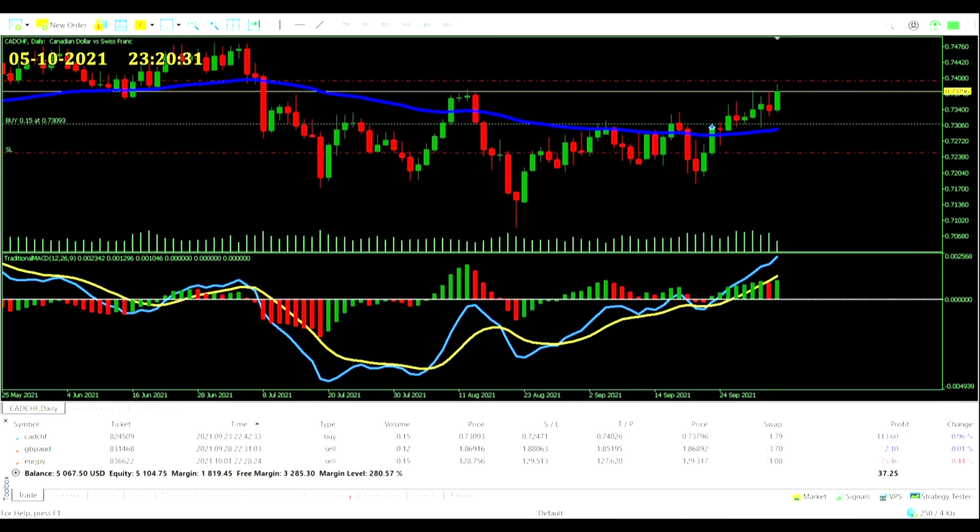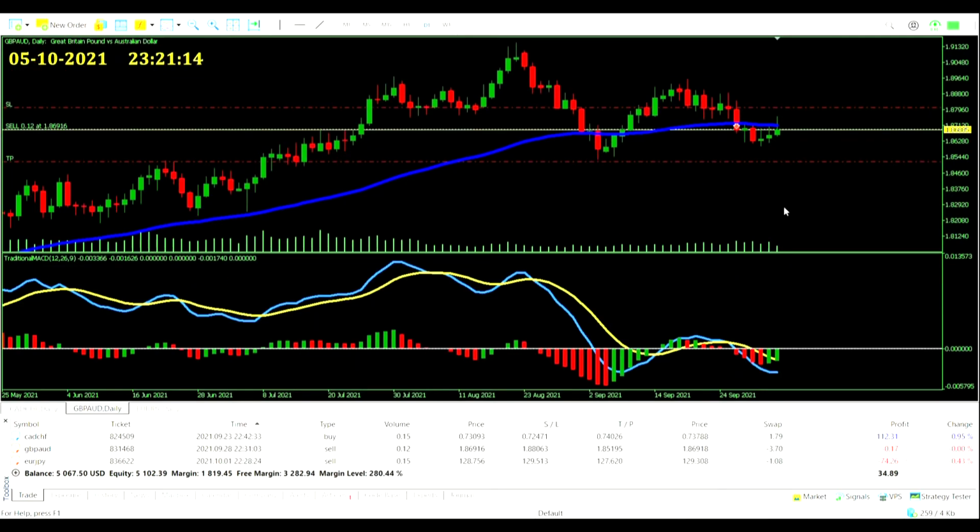Day 27. All 3 of our currency pairs remain open at the moment. CAD Swissy first. Did find a new high today and closing a lot better than the last couple days. One more push to a new high in the next couple days should see that take profit go. No change in the indicator signals, so let's go to the Great British Pound Australian dollar.